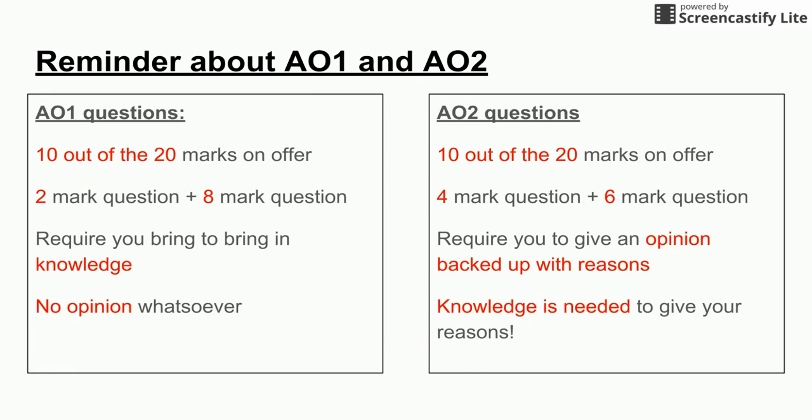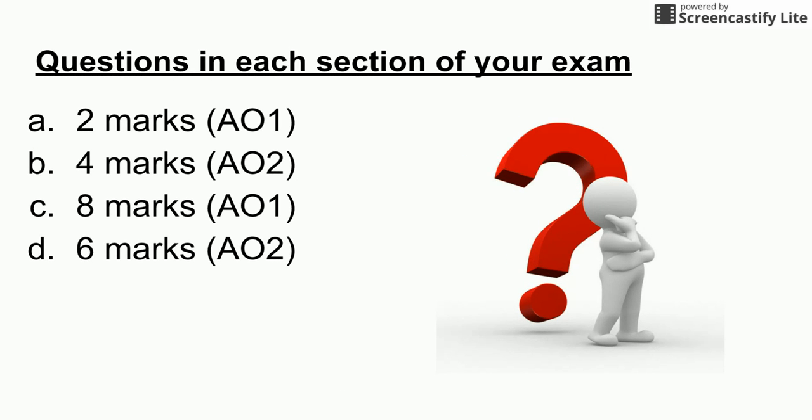A reminder about AO1 and AO2, I would have gone over this several times already, but there's no harm in it. AO1, 10 out of 20 marks on offer, a 2 mark and an 8 mark, and it's all about knowledge and no opinion. AO2 is the other 10 out of the 20, a 4 and a 6, and it requires you to give an opinion backed up with reasons, and knowledge is needed to give your reasons. So in each section, you have those which I've just gone through, and in this video, we're looking at the 6-mark AO2 question right at the end.